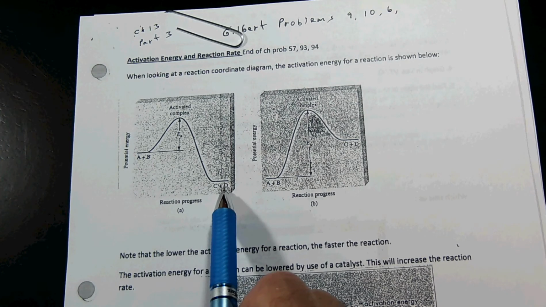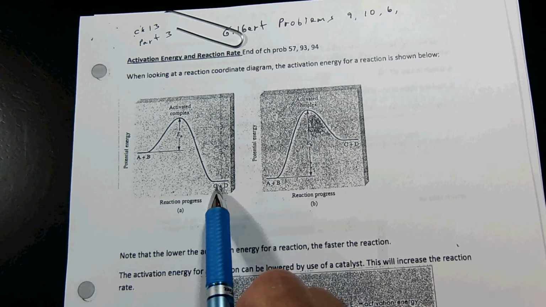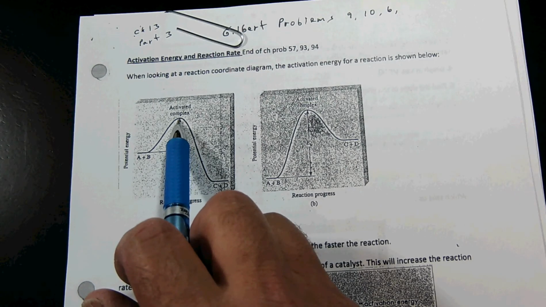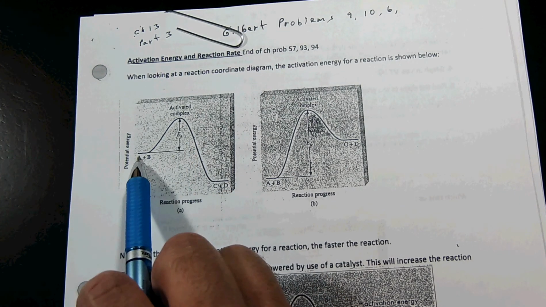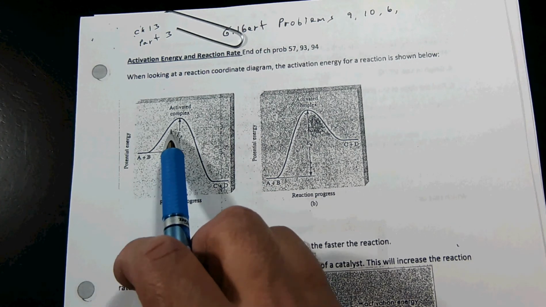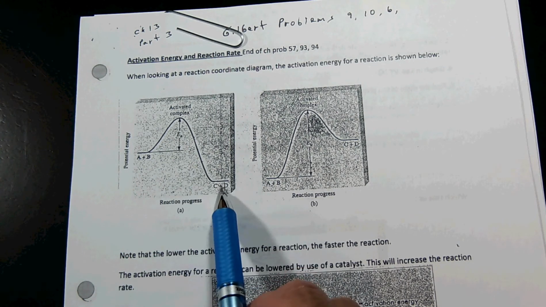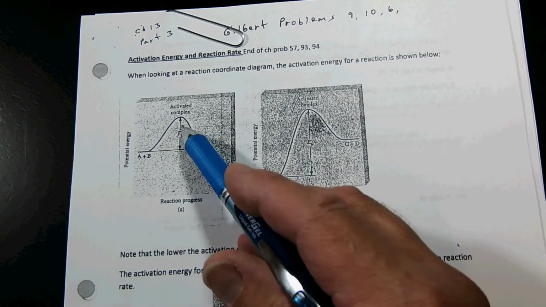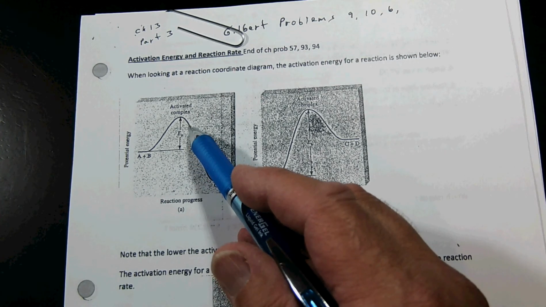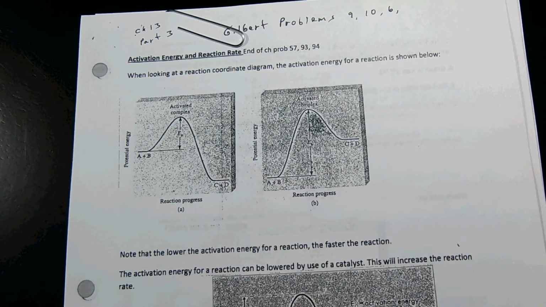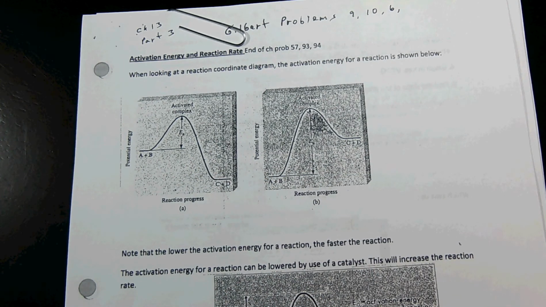So these products here could pick up a whole bunch of energy and turn back into reactants, just as these reactants here can pick up a little bit of energy and turn into the products. So, bottom line is, the smaller this mountain is, the lower the activation energy, the faster the reaction goes.